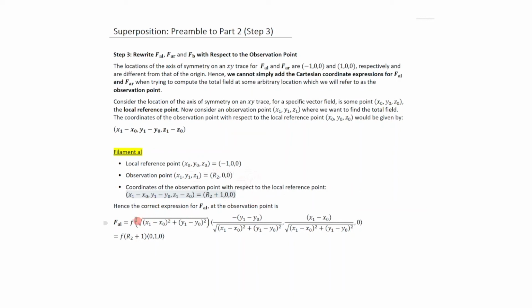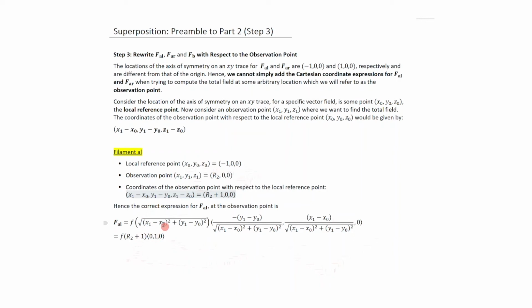So that means that if we go back to our previous expressions we had derived for FAL at the observation point, the x's, y's, and z's get replaced by x1 minus x0, y1 minus y0. In this case, there is no z1 minus z0, so it's not necessary to make use of it. And so we end up with this now as being the modified expression, and we can basically substitute in everything.